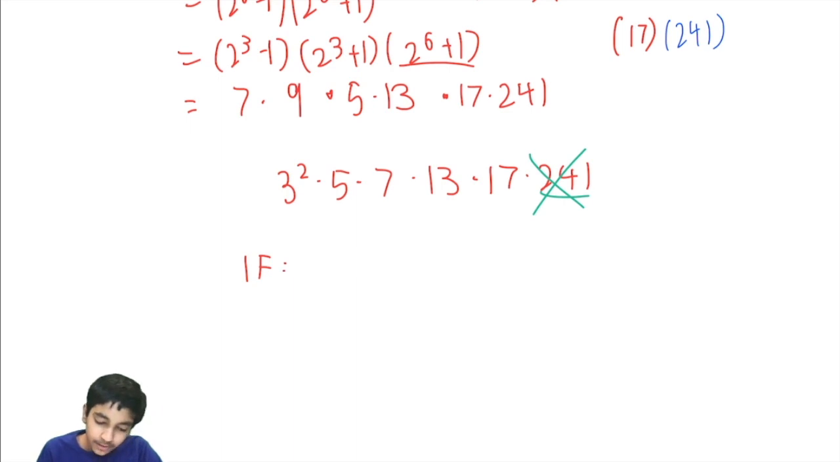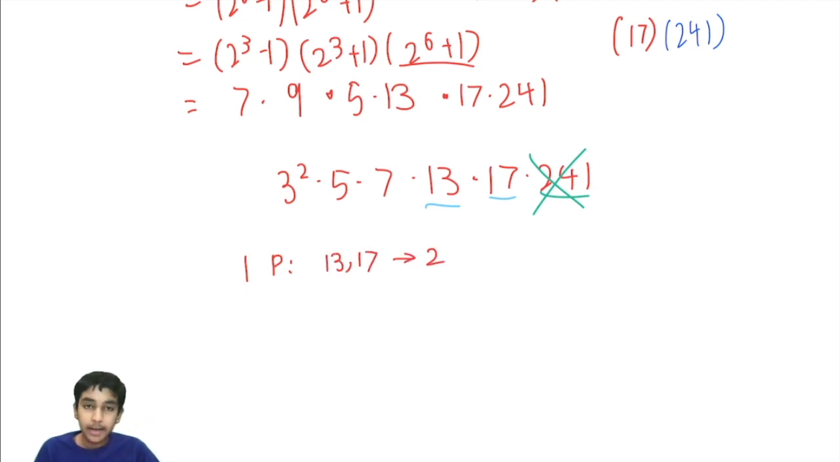So if we're just having one factor, what are the possibilities? Basically, in an easier way, it's one prime. If we're just using one prime, how many possibilities are there? Well, the only primes that are two-digit numbers are 13 and 17. So if we're just using one prime, there's only going to be 13 and 17, which means 2 ways, because there's only 2 primes that are two-digit numbers.